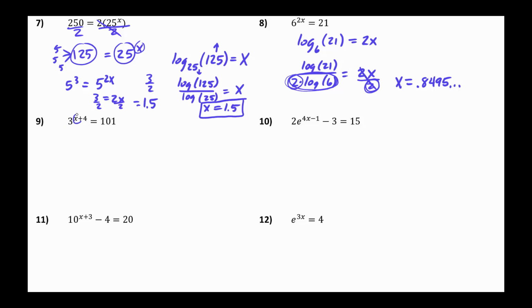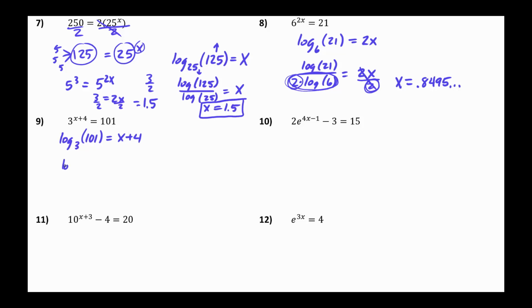The only thing I can do to get to my variable, which is trapped up there in the exponent spot, is to go into logarithm form. So log base 3 of 101 equals x plus 4. If you recall, we should be able to do that swirl method and have it be the same thing as our problem, which I think it does actually work out. 3 to this equals that.